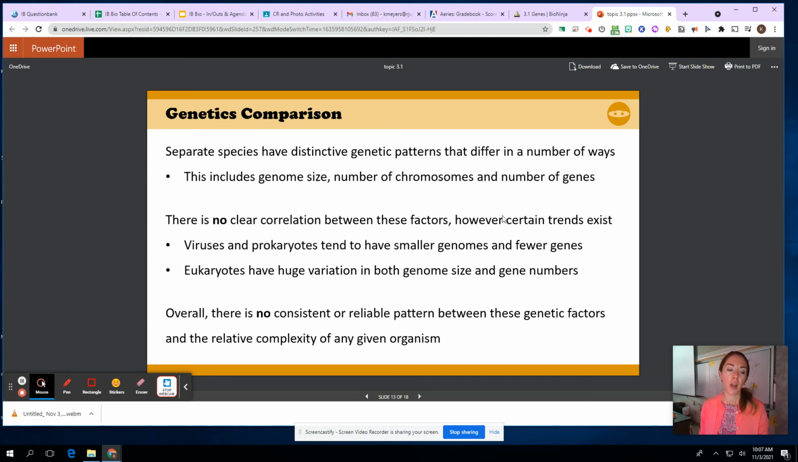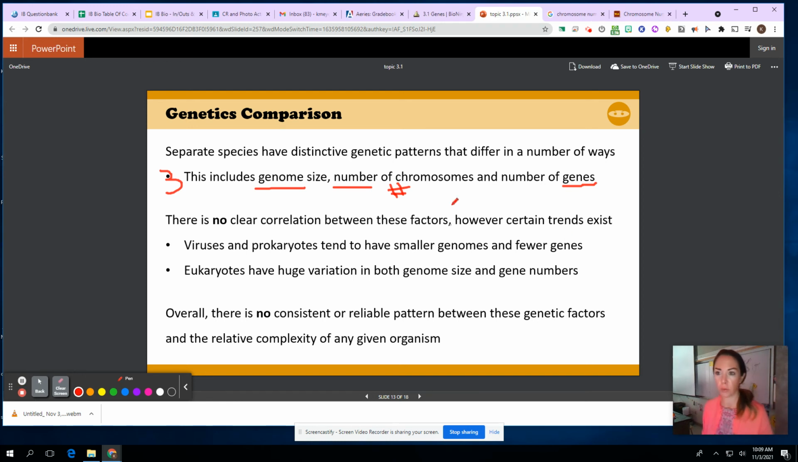Genetics comparison. All right, so separate species have very distinct patterns in different numbers of ways. This includes a couple of different factors. Different species have three differences: a different genome size, the number of chromosomes, and the number of genes. We've already looked at the number of chromosomes a little bit, like the fruit fly has this many and a human has this many. That's how the DNA is organized. There is no clear correlation between those trends. I'll show you here, hold on. Sorry, I wanted to bring up this chart before I say this sentence.